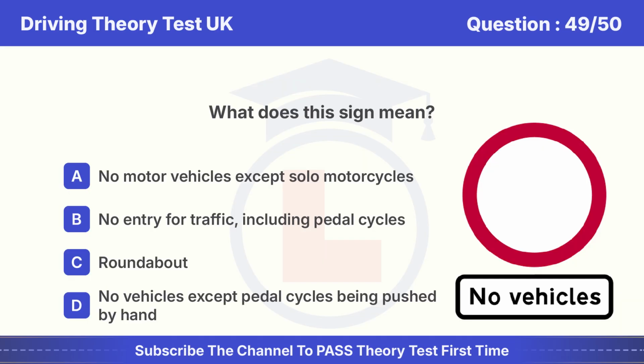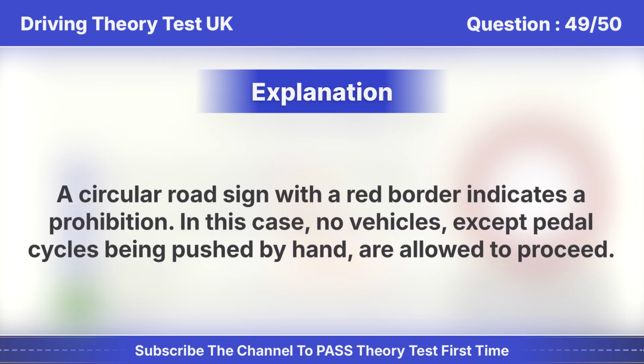Question 49. What does this sign mean? Answer is D. No vehicles except pedal cycles being pushed by hand. A circular road sign with a red border indicates a prohibition. In this case, no vehicles, except pedal cycles being pushed by hand, are allowed to proceed.